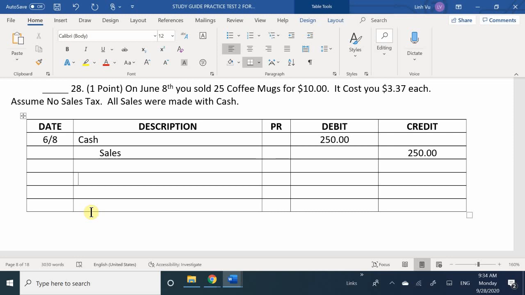We're going to debit cost of goods sold, right? It's pretty straightforward. How much did it cost me to sell my item? $3.37 each, right? I've already done the calculations above, so $84.25, you said? Okay. Now, which account am I actually taking out of?